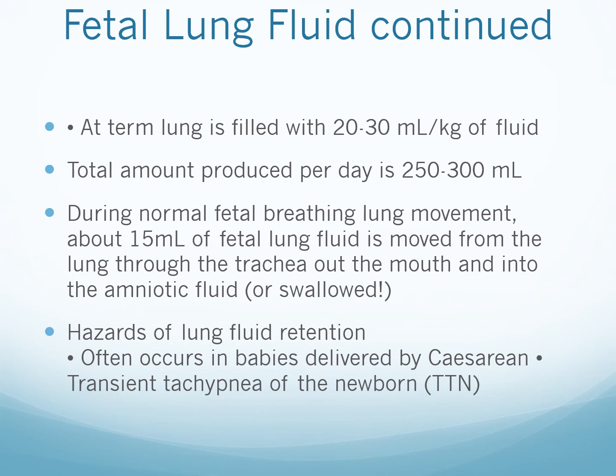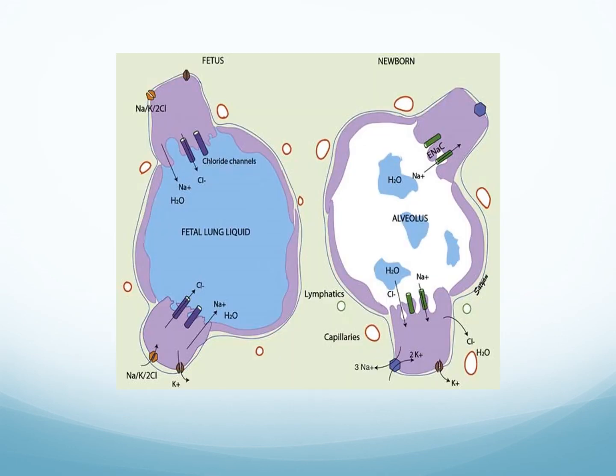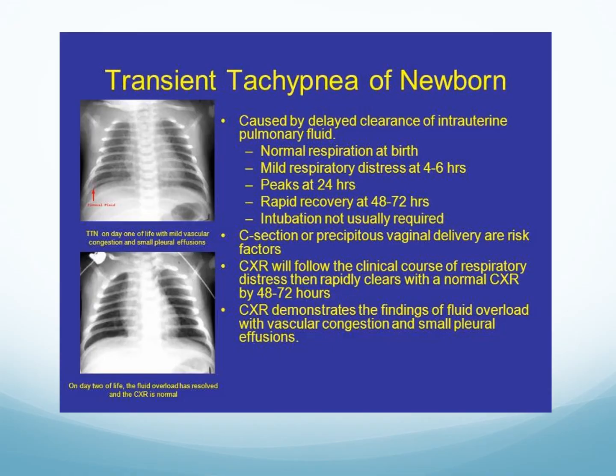During normal fetal breathing lung movement, about 15 milliliters of fetal lung fluid is moved from the lung through the trachea out the mouth and into the amniotic fluid or swallowed. Hazards of lung fluid retention. Often occurs in babies delivered by C-section. Phenomenon called transient tachypnea of the newborn, TTN. This figure illustrates the amount of fluid in the fetus compared to that in the newborn.